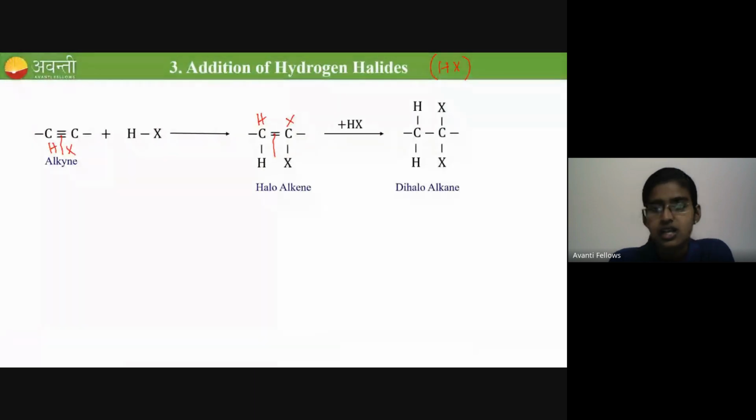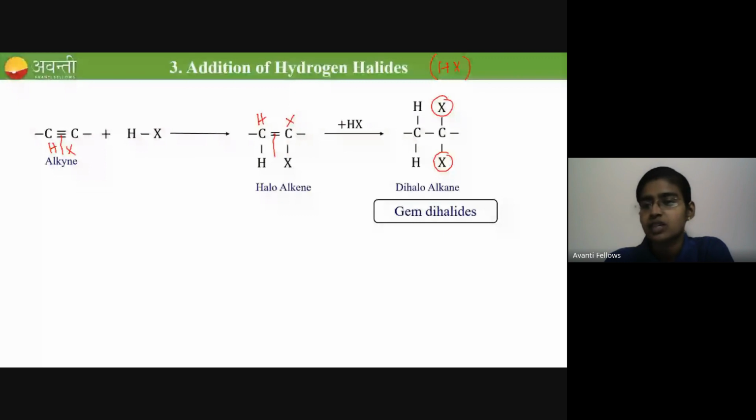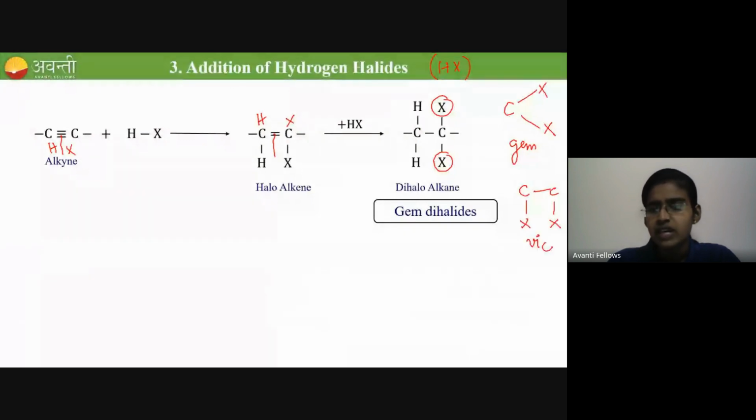dihaloalkane, which is called a geminal dihalide. It's called geminal, written like this, gem dihalide. If 2 halogens are attached to the same carbon, then that compound is called a geminal halide. If 2 halogens are attached to adjacent carbons, then it is called a vicinal halide. We have discussed this vicinal in the previous alkenes and alkanes, right? Now geminal is here. Got it? So this is the difference between geminal and vicinal dihalides.